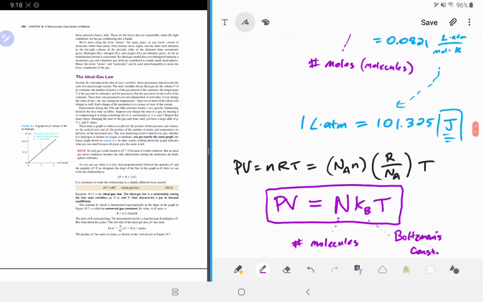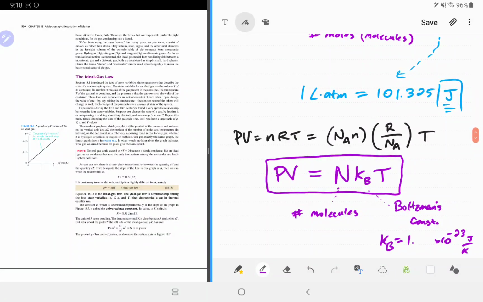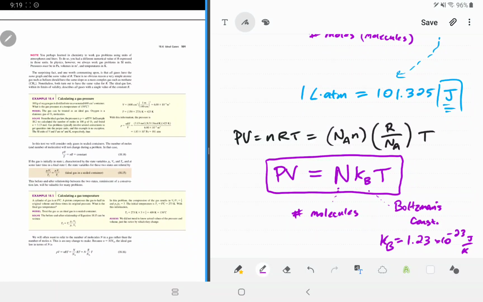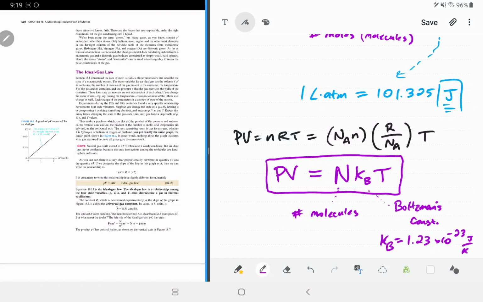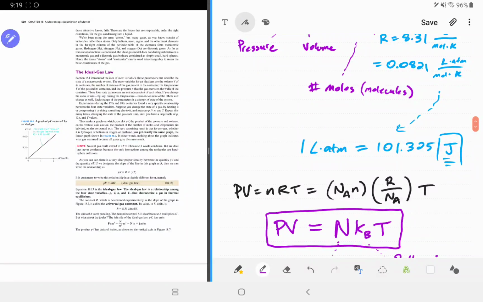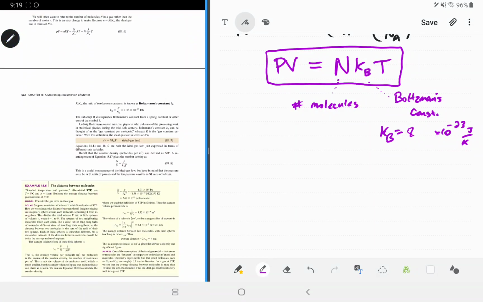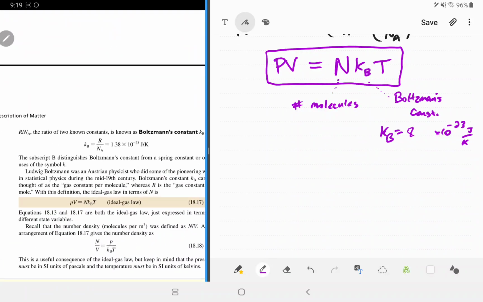Wait, that's not right. 8.31. That was 1.23. Pretty sure it's 1.23. No. 8.23, right? What the heck? There it is. 1.38. Wow. Shows you how long it's been since I've used that number. 1.38. There it is.